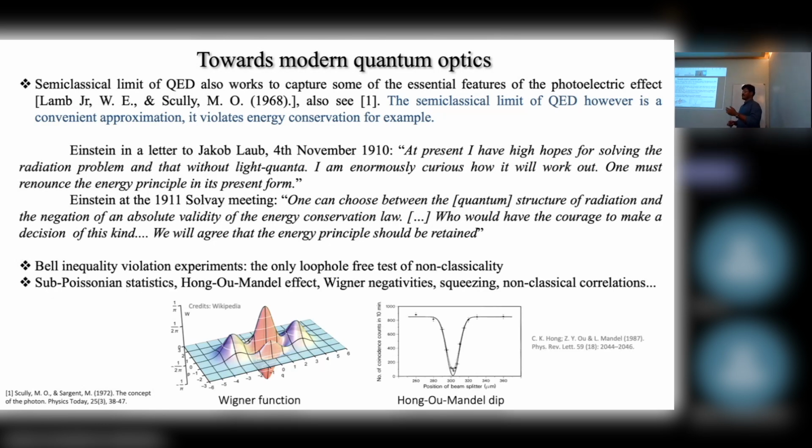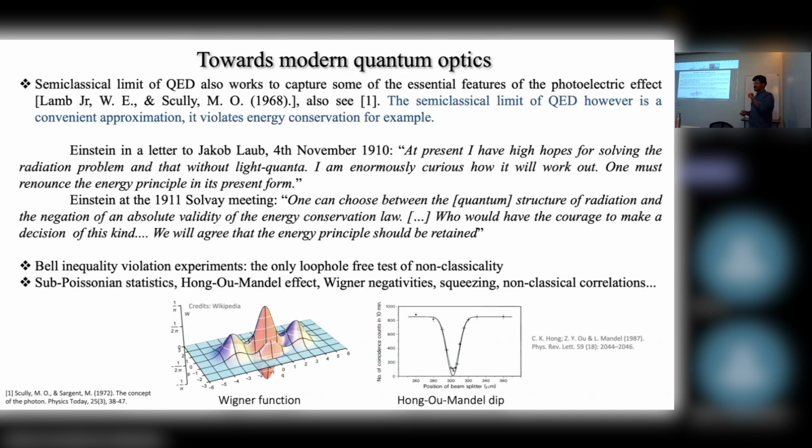And now, again, if we move a little bit forward, there are higher bars of testing whether a given radiation field is quantum or classical. For example, Bell inequality violation experiments are thought to be the only loophole-free test of non-classicality. And there are also experiments where we have observed sub-Poissonian counting statistics, and then there are Hong-Ou-Mandel type experiments that probe the indistinguishability of photons, and then probing Wigner negativities in experiments, squeezing and non-classical correlations, and so on.